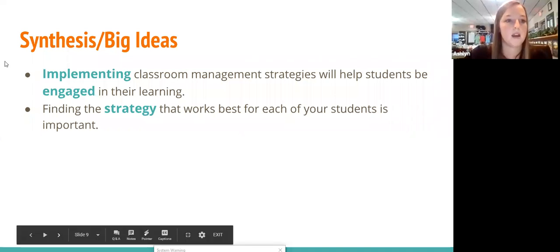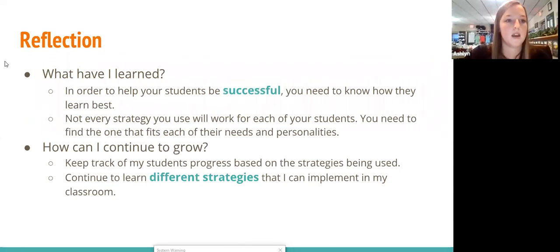My reflection: so what have I learned? In order to help your students be successful, you need to know how they learn best, and not every strategy you use will work for each of your students. You need to find the one that fits each of their needs and personalities. These two things that I learned really go hand in hand, because to find the strategy that works for that student, you really need to know that student. You need to know how they learn, what interests them, and what will really push them to want to work harder.